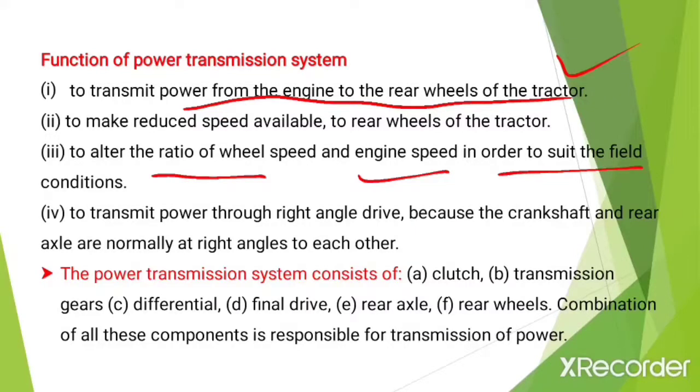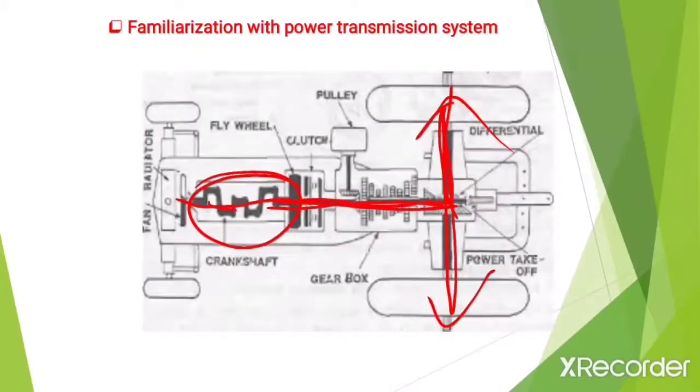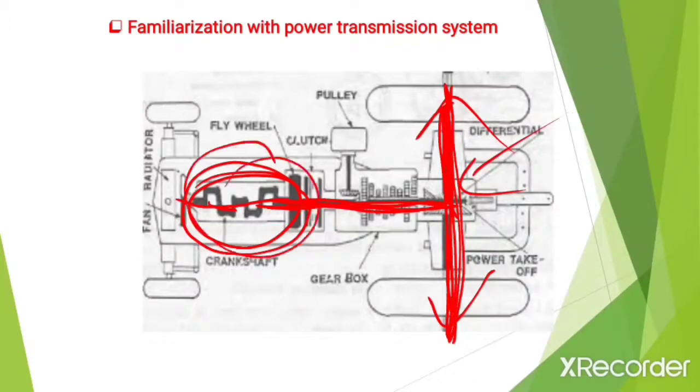The next function is to transmit the power through the right angle drive, because the crankshaft and rear axles are normally at right angles to each other. You know that the main function of the power transmission system is to transfer the power to the rear axles. This is the crankshaft, which is at right angle to this rear axle. This axle is called the rear axle and here is the crankshaft.